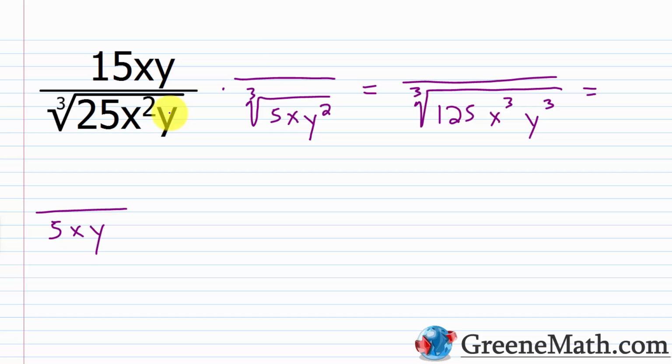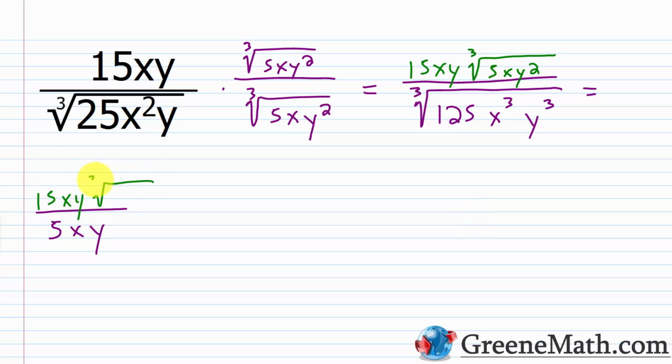I'm going to have 15xy multiplied by the cube root of 5xy squared. So I'm just going to write this here. We have 15xy times the cube root of 5xy squared. And again, one more time down here. So 15xy times the cube root of 5xy squared.